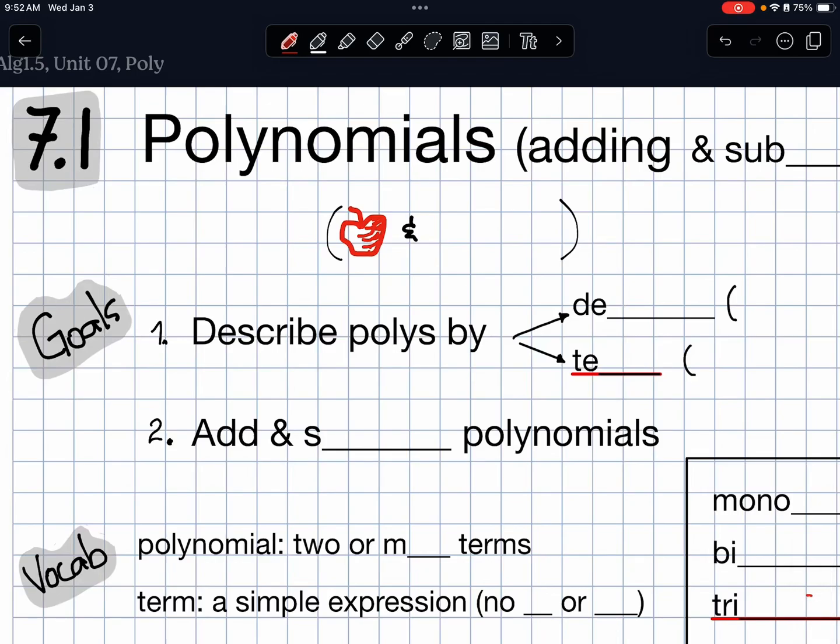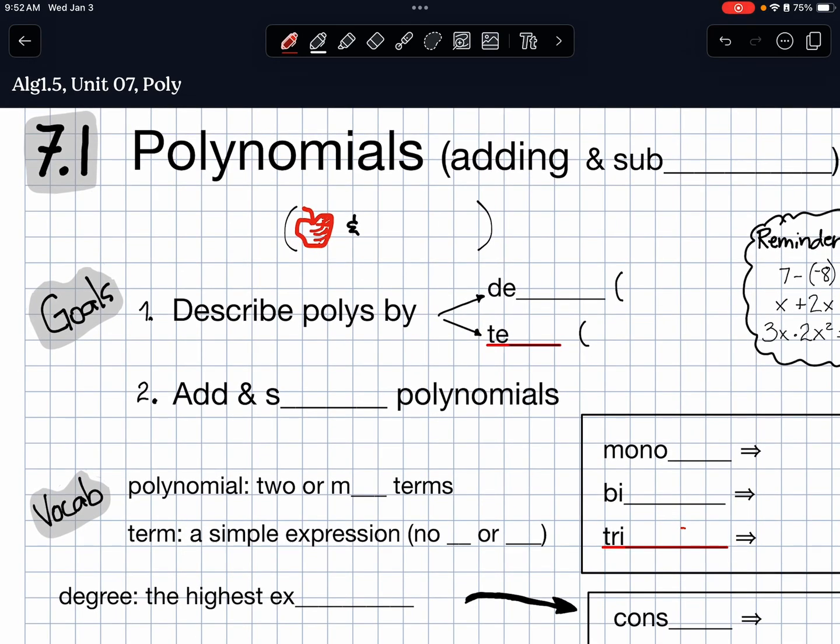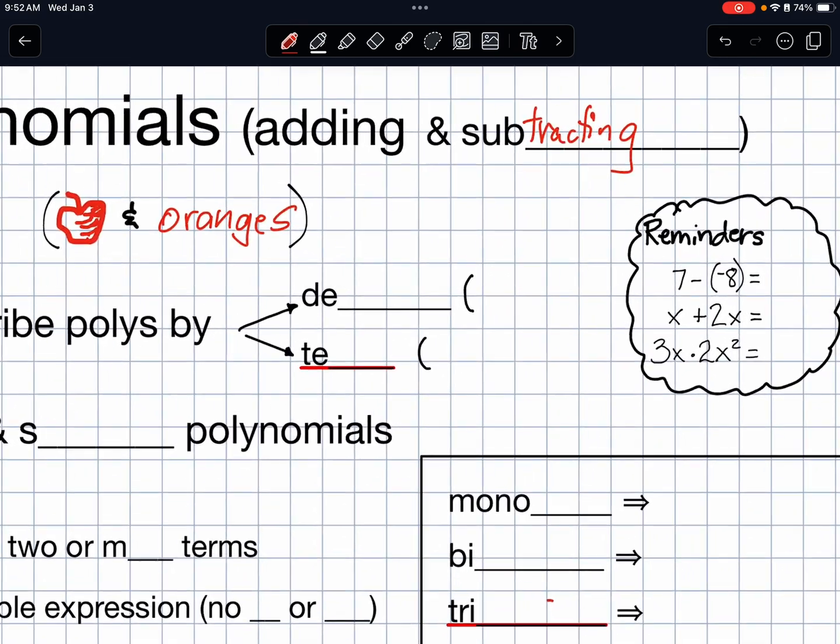7-1. Specifically, we are going to be adding and subtracting polynomials. The closest analogy I can make for this is that you are adding apples and oranges, which we shouldn't, because apples are apples and oranges are oranges. So as you go through and add and subtract things, make sure that they're alike.